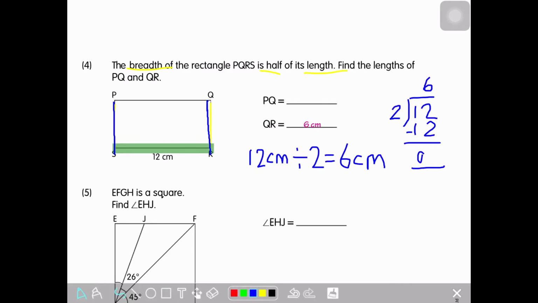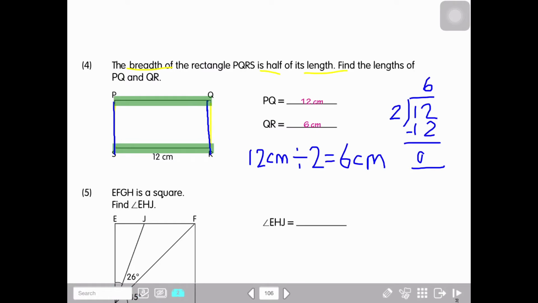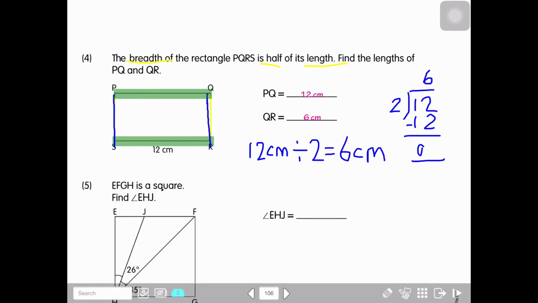Now we look at SR. SR is highlighted in green, and SR is 12 cm. So the opposite side is PQ, which is also 12 cm. Now let's go on to question 5.